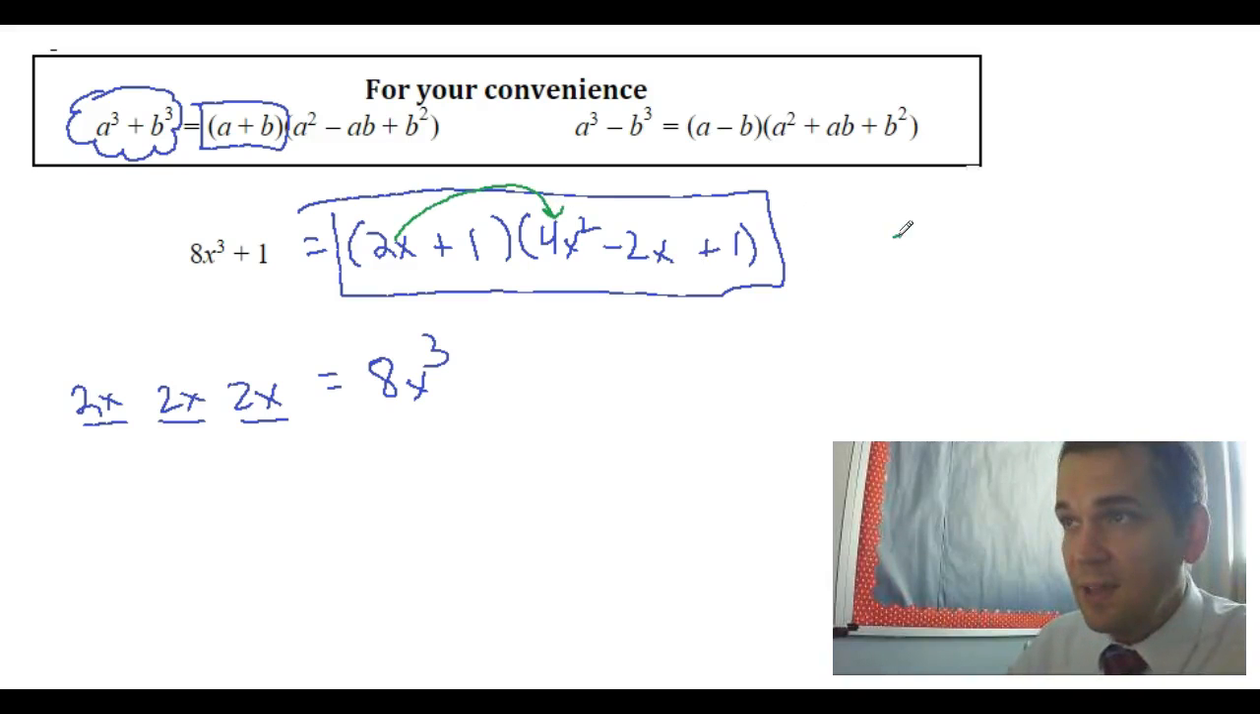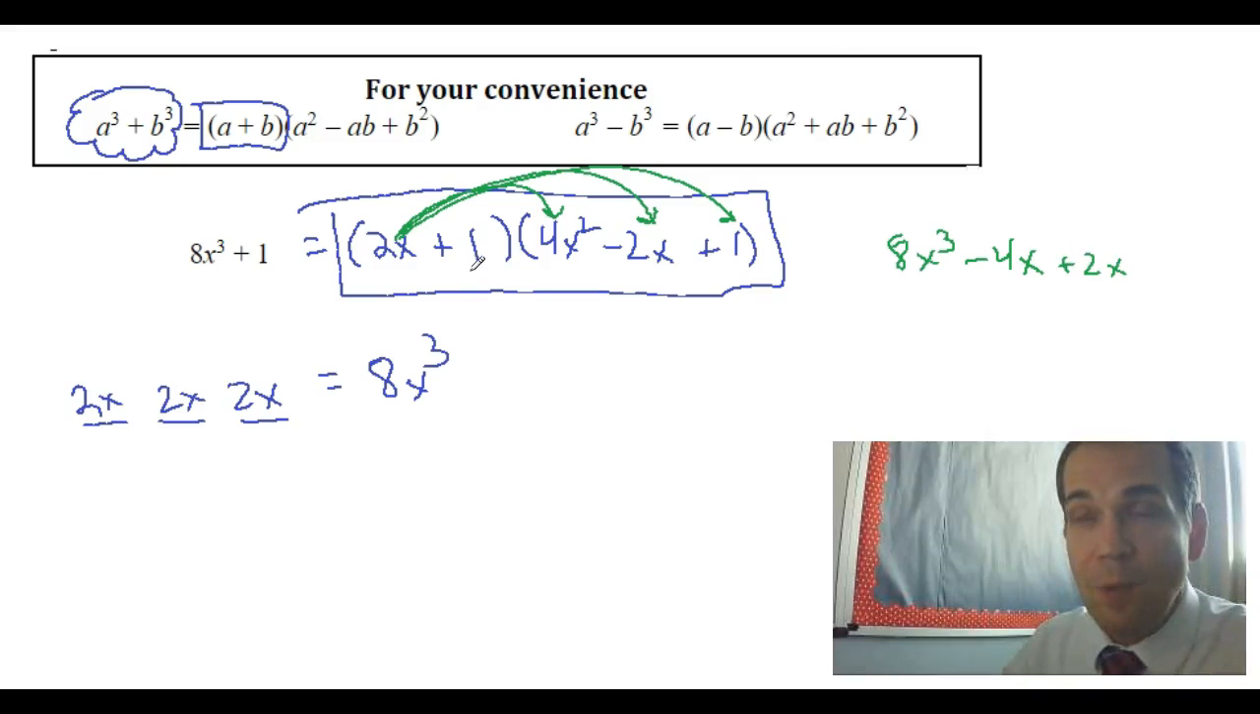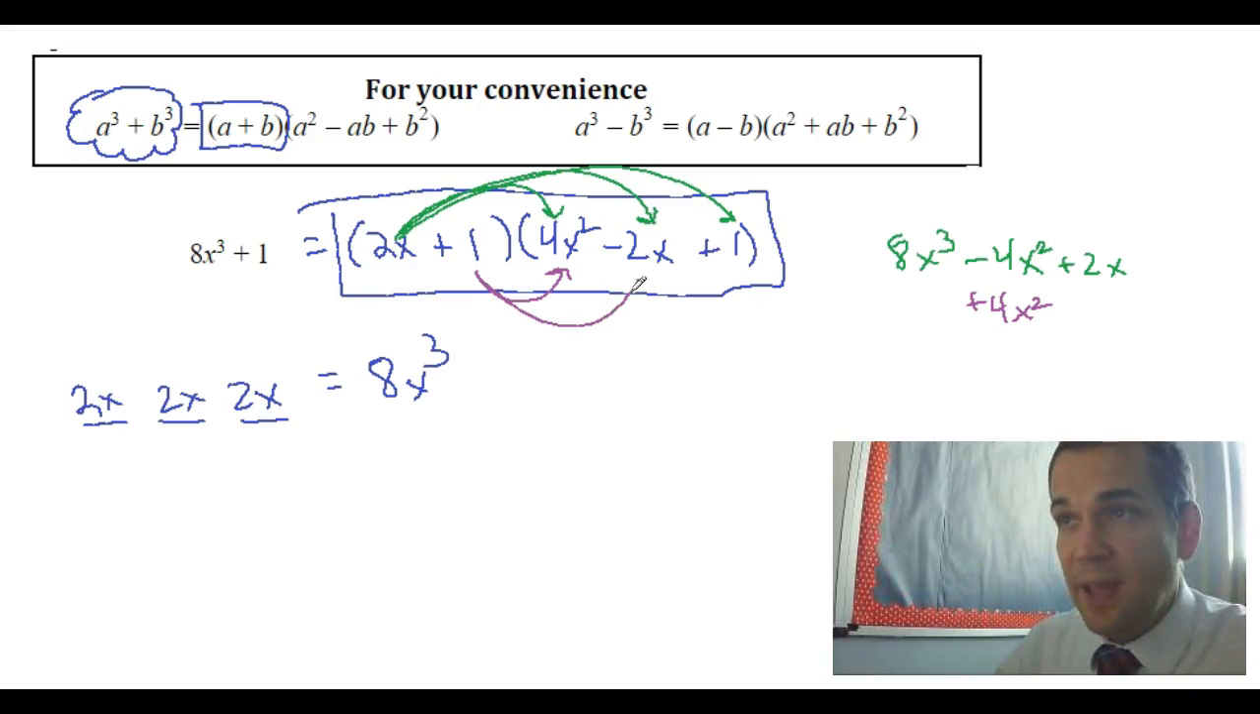2x times this is 8x cubed. 2x times negative 2x is negative 4x squared. 2x times 1 is 2x. If I move on and take this 1 times each of these parts, 1 times 4x squared is a positive 4x squared. Yeah, I forgot squared. Oops. 1 times negative 2x is negative 2x. 1 times 1 is 1.